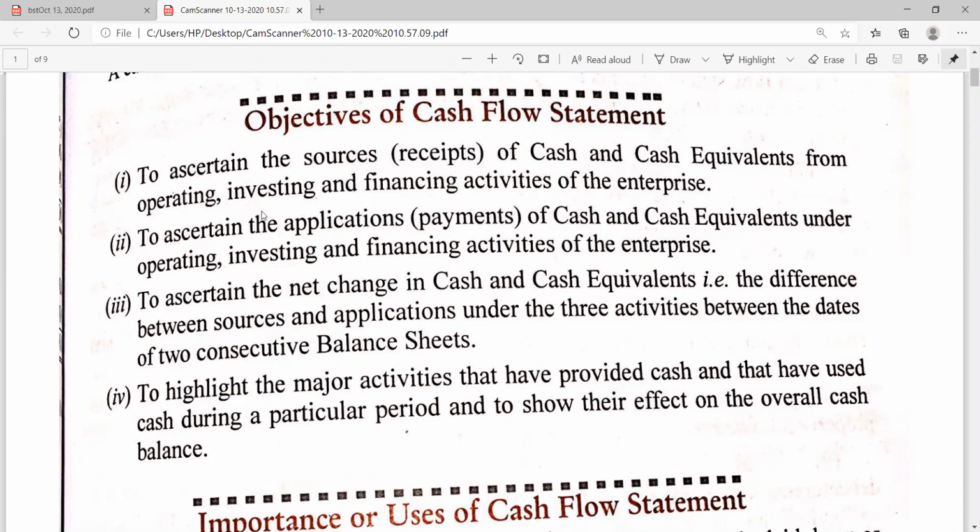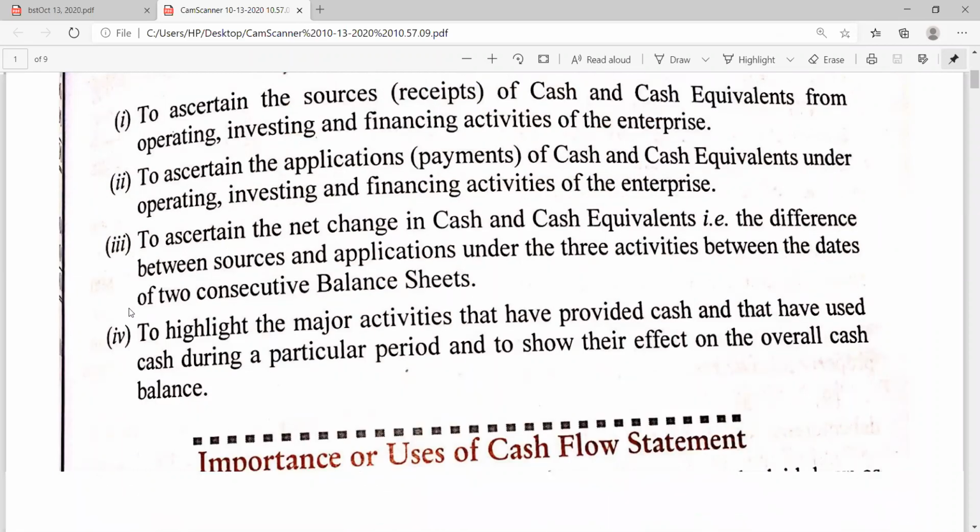So in all the activities, we can ascertain what the sources are, meaning the receipts. We can ascertain in the second point what the payments are for cash and cash equivalents. The third objective is the net change in cash and cash equivalents, the difference between the sources and the application under these three activities between the dates of two consecutive balance sheets. We can find the net change in cash and cash equivalents. The fourth one is to highlight the major activities that have provided cash and have used cash during a particular period to show their effect on overall cash balance.